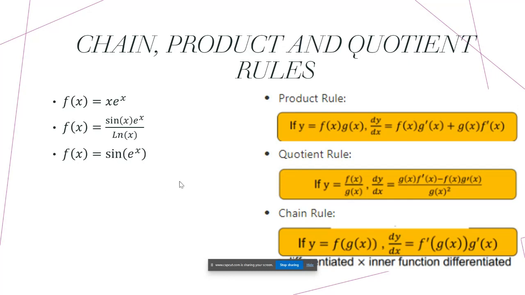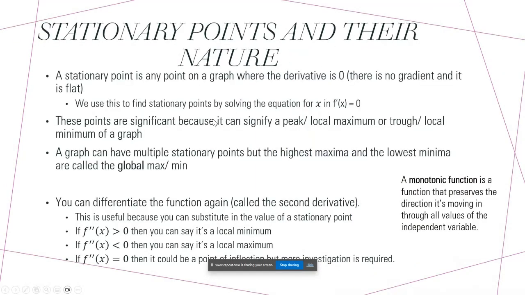Cos e to the x times e to the x. Yep, that's absolutely correct. Good job, guys. So that's the chain rule, the product rule, and the quotient rule. A lot of stuff to take in on this slide. If you want screenshots, the recording will be out anyway.